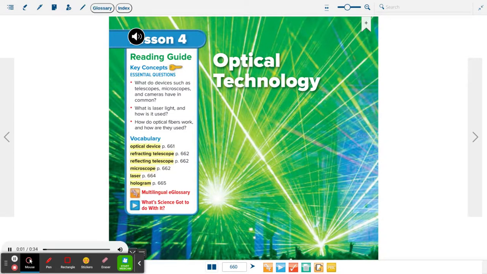Lesson 4. Optical Technology. Reading Guide. Key Concepts. Essential Questions. What do devices such as telescopes, microscopes, and cameras have in common? What is laser light, and how is it used? How do optical fibers work, and how are they used?